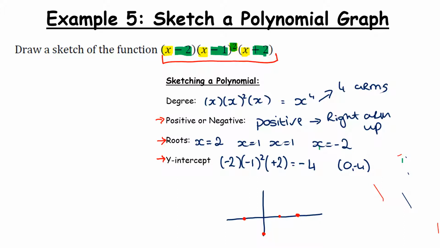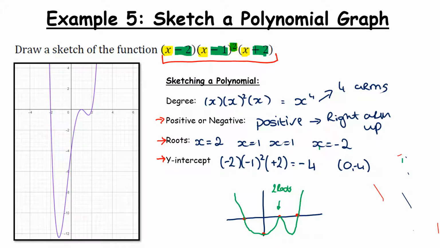Okay, so what I like to do is start on my right arm. So it's right arm up. So I'm going to start up here, and it's coming down through this. It's coming up. Now, remembering there's 2 roots here, that means it touches it. It doesn't go through it. And it comes down to here. And it comes back up like this. So we have something like that. Now, what it actually looks like.